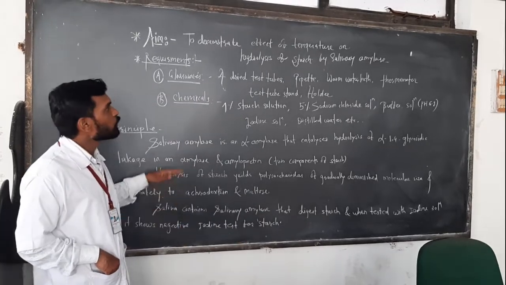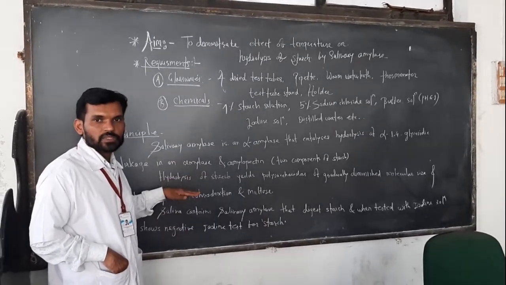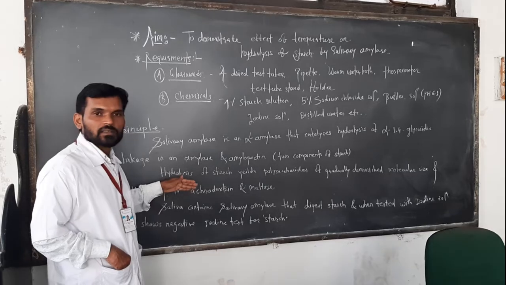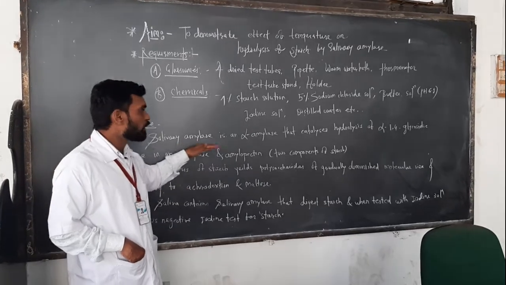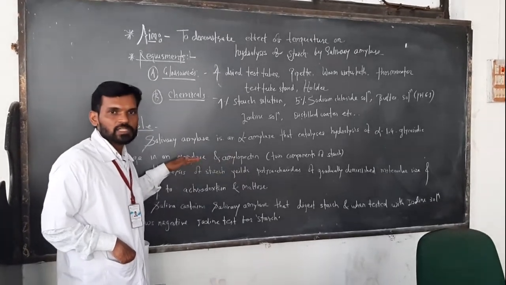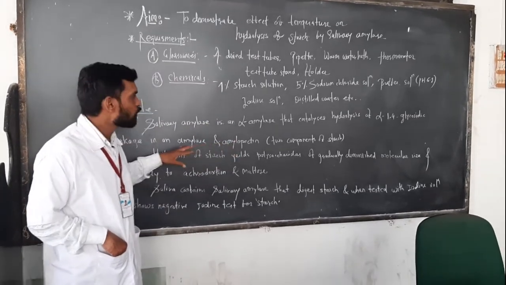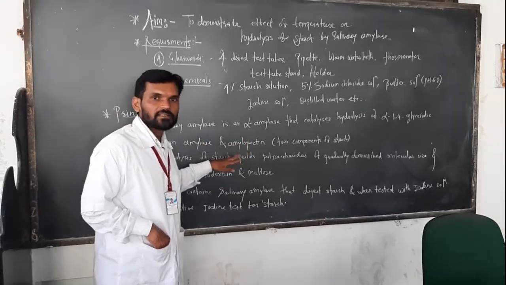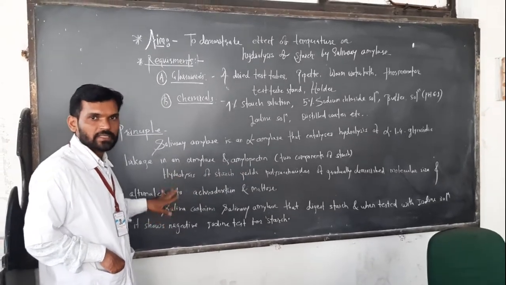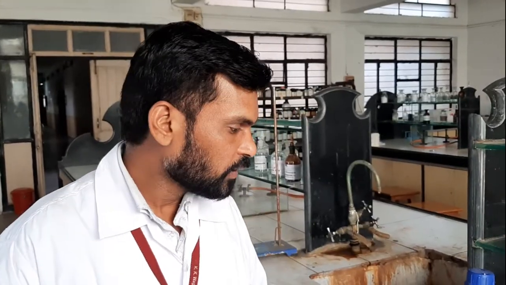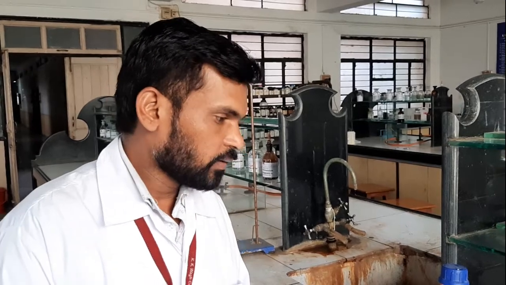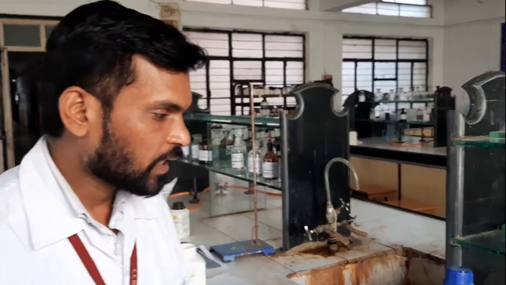But whenever we are using a boiled saliva solution, what happens here? The salivary amylase, that is the alpha amylase enzyme present in the saliva, gets diminished, or the activity of salivary amylase gets diminished, and the hydrolysis of starch does not take place as such. Now we are going to actually perform the practical for the effect of temperature on salivary amylase.